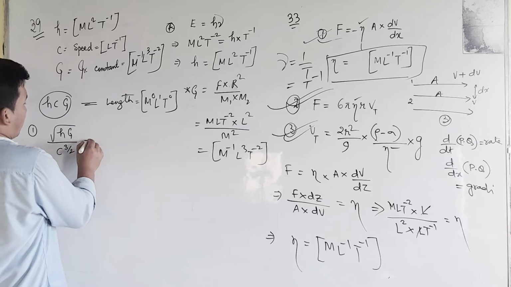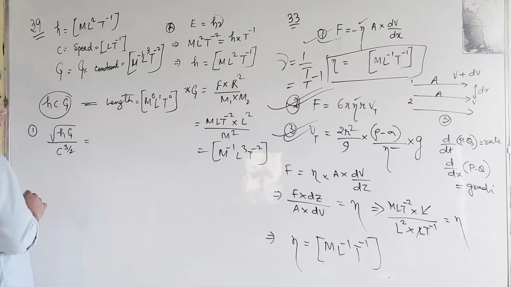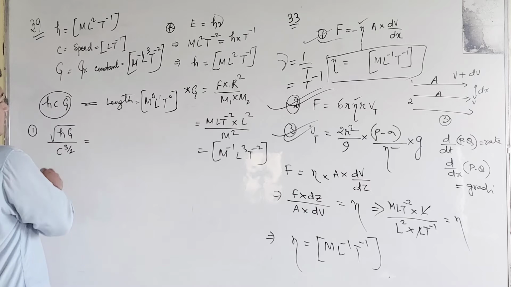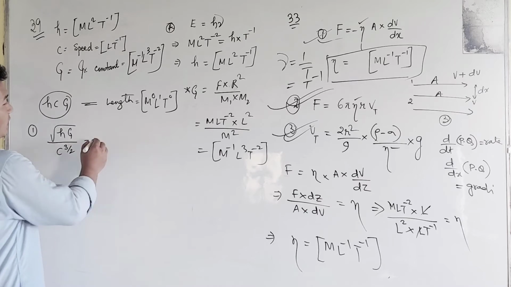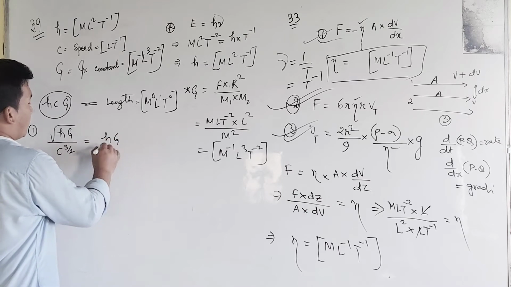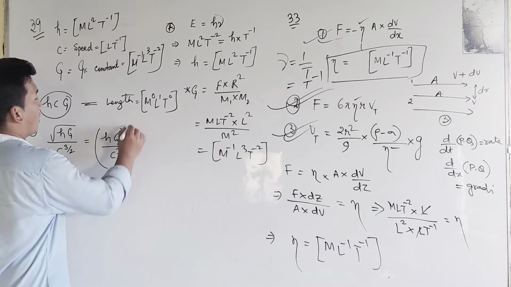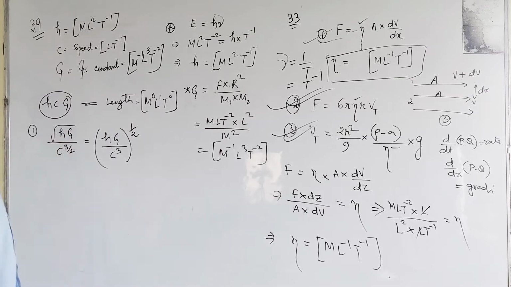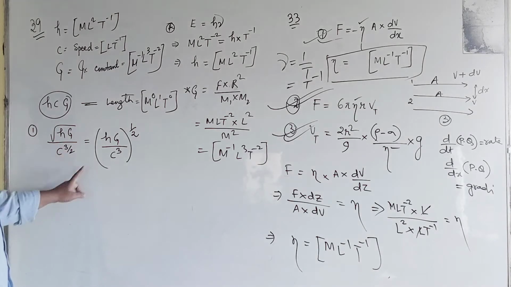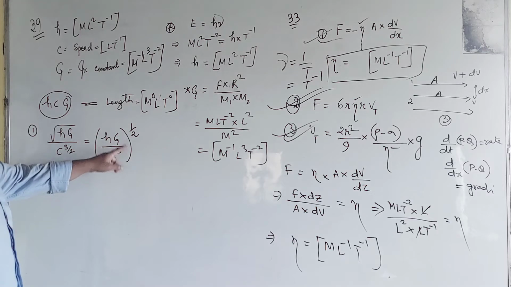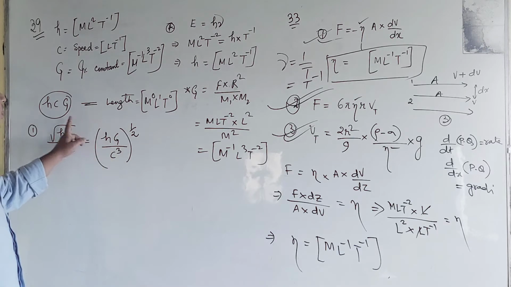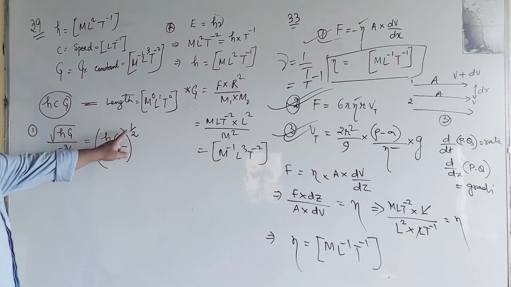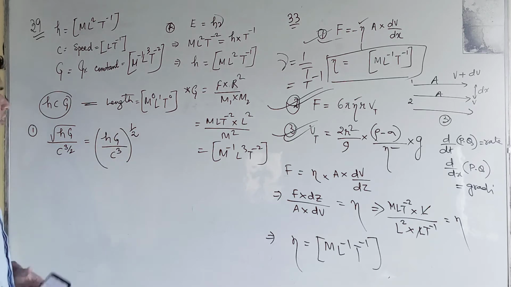Let us simplify. Can we write it like this: h G divided by c cubed, raised to the power half? Do you understand this? Root over hG means raised to power half, and c raised to power 3 by 2 can be written as c cubed to the power 1 by 2. So power half is common to both numerator and denominator, and we take it common.